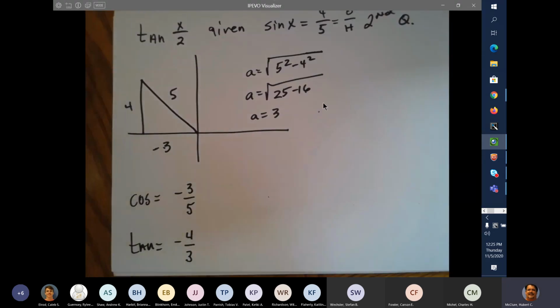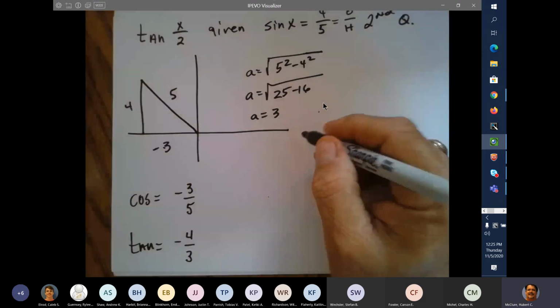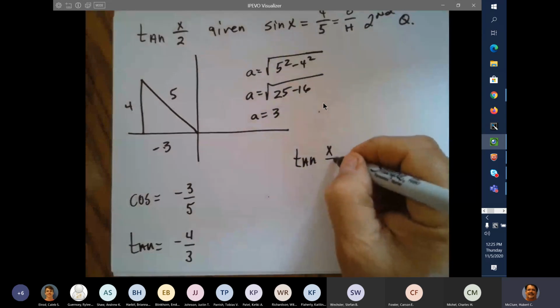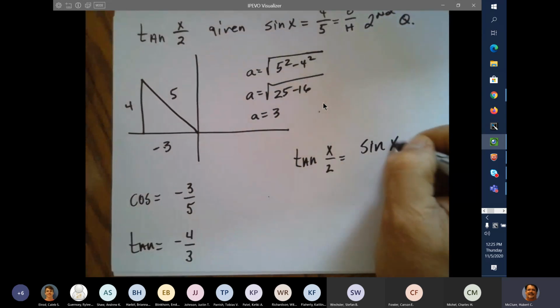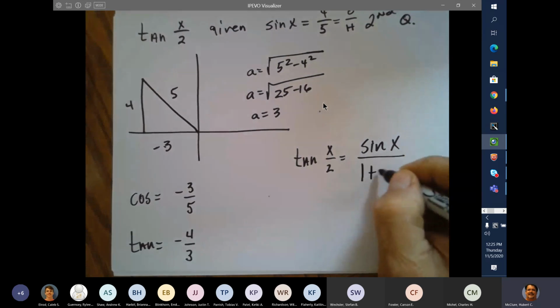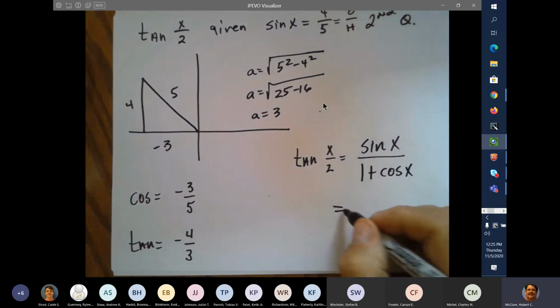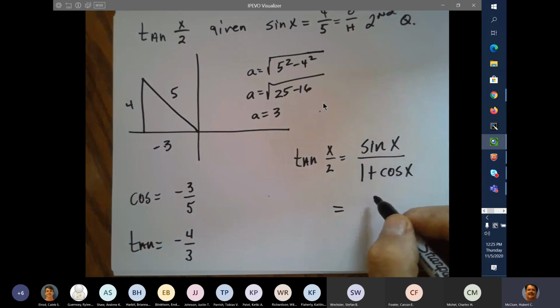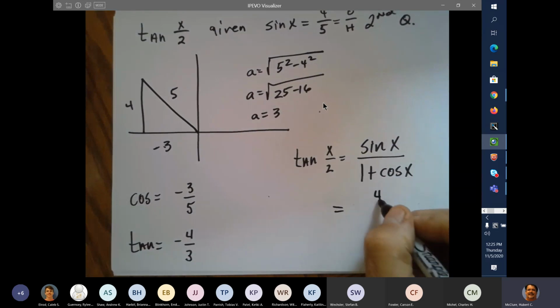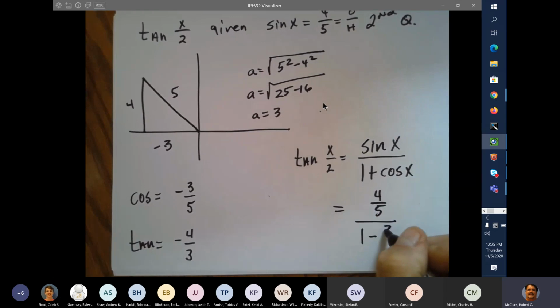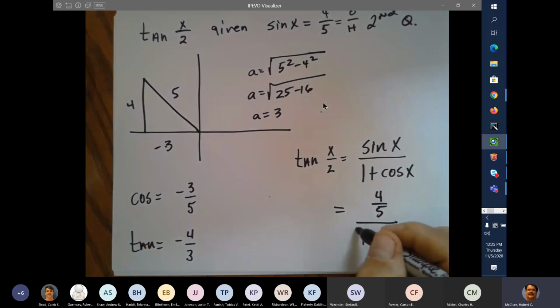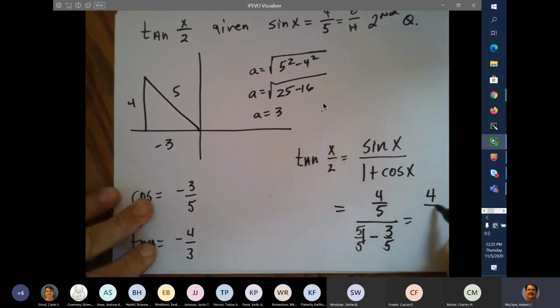And since we know that we're looking for the tan of x over 2 is equal to the sine of x over 1 plus cosine of x. So that's going to be, the sine is 4/5 over 1 minus 3/5. Well, that's going to be 5/5 minus 3/5 is 2/5, which is multiplied by 5 over 2, which is equal to 2.